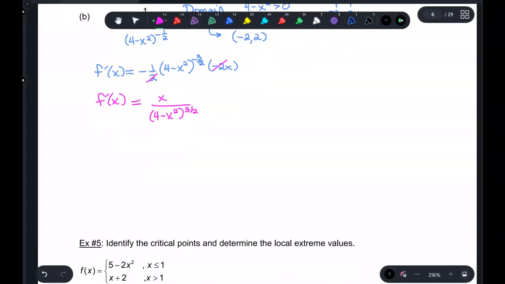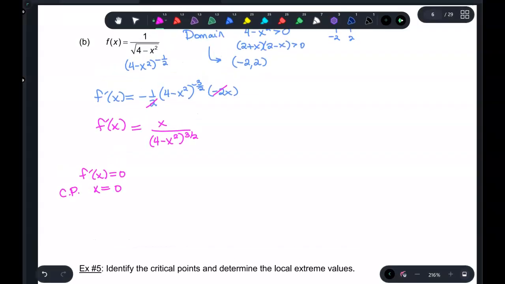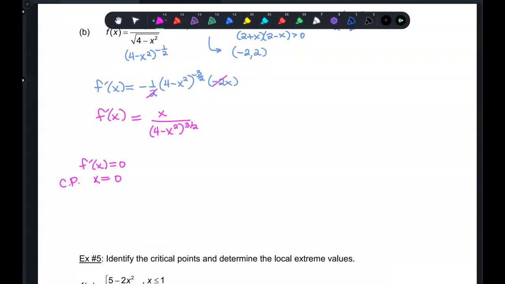Okay, so where is f prime of x equal to 0? When x equals 0. That's a critical point because it's in my domain. If I set the denominator equal to 0, I'll get plus or minus 2, but these are not critical points. Why? They don't exist in the domain. Okay, so critical points must be in the domain.